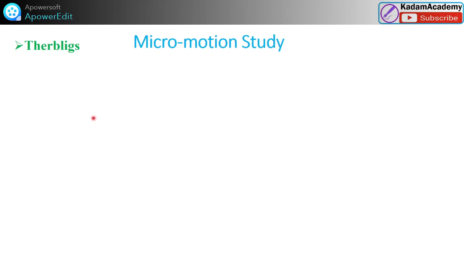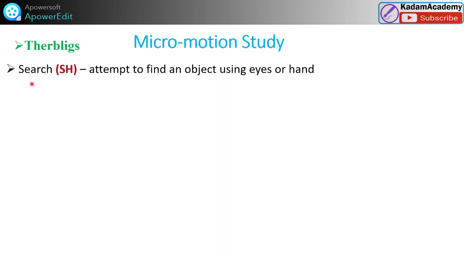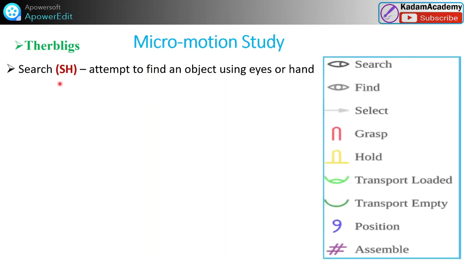So, friends, the Therbligs we are going to study here: the 18 Therbligs. The first is Search. Search is represented by the symbol SH, capital SH. And what is search? An attempt to find an object using eyes or hand. So it is represented like this. This is the symbol for search.